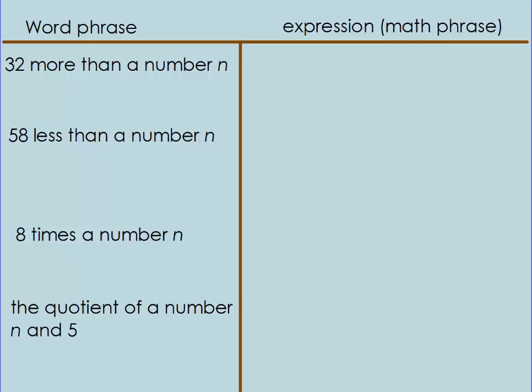So I think the basic form is, here's a word phrase, write the expression. So 32 more than a number n. Number n is our variable, so I'm going to put an n. When I say 32 more than, that means adding. So I'm going to go n plus 32.